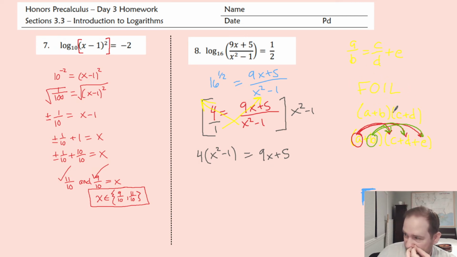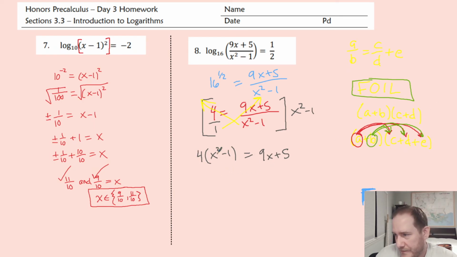Again, FOIL is exactly that. It's first, outer, inner, last. It's just telling you to distribute with some silly mnemonic that you should never have needed anyway. Cross multiplication is kind of the same thing. Okay, tangent over. Back to work.